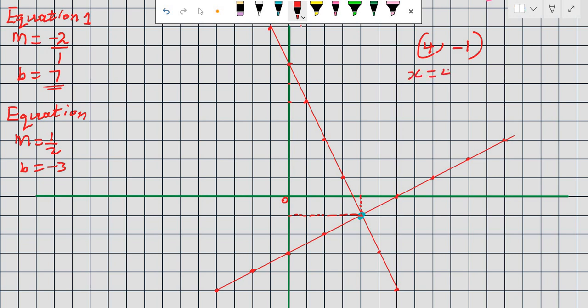X is equal to 4 and y is equal to -1. So that is it for this question. I hope it is clear to you. All right, let's quickly take another question.